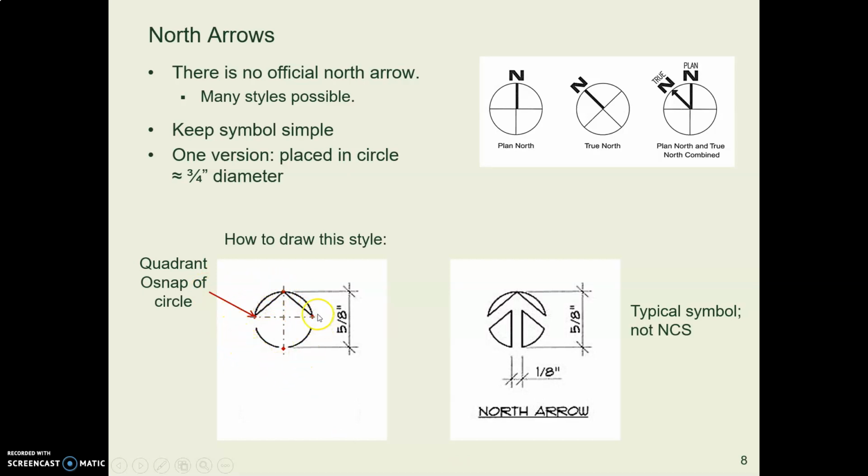So you start with a circle. You make the circle 5/8 of an inch in diameter. And then at the quarter points of the circle, which are quadrant O-snaps in AutoCAD, you draw the beginnings of the pointy arrow. And then you offset those lines 1/8 of an inch. And then you have another pair of lines going vertically that are 1/8 of an inch apart. So you would go 1/16 of an inch off to either side of the center line. And then you use your trim command and you come back and trim out the circle between those lines. So there's another kind of north arrow.